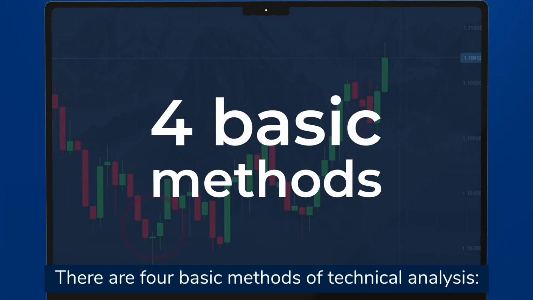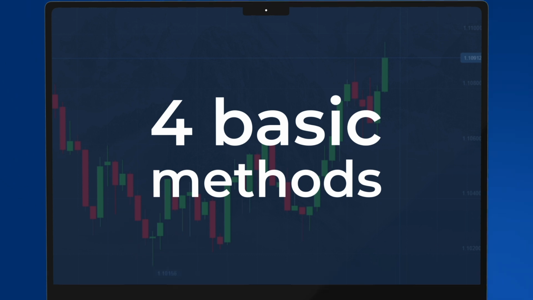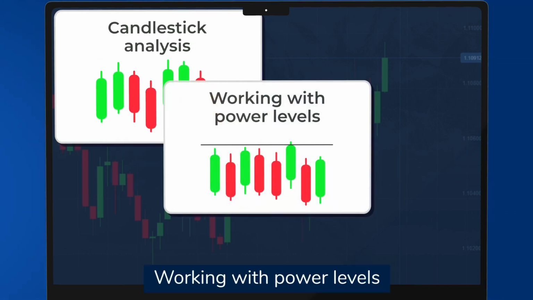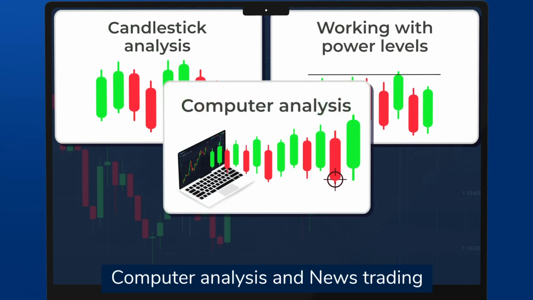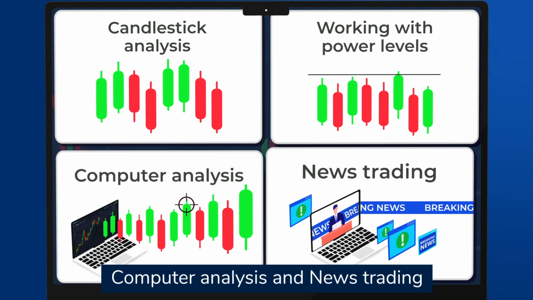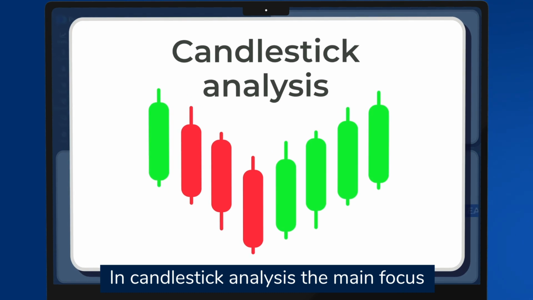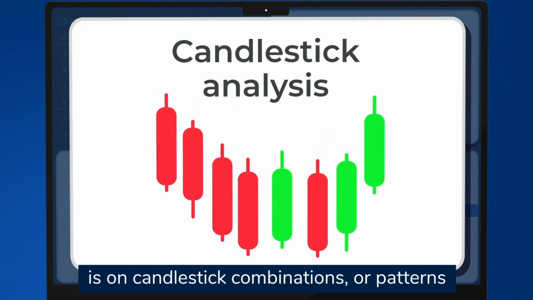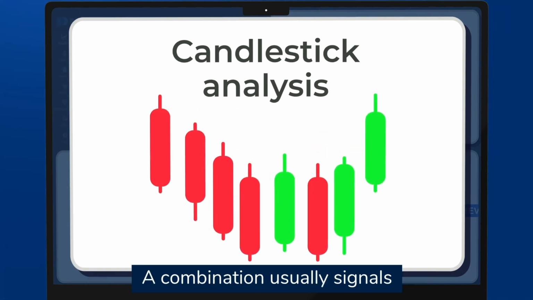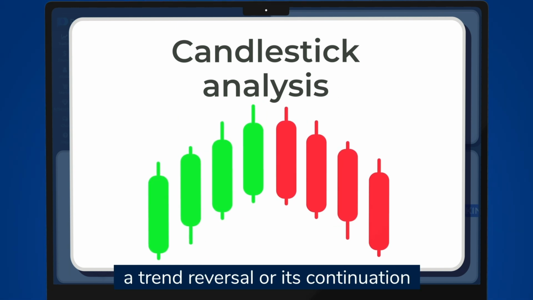There are four basic methods of technical analysis: candlestick analysis, working with power levels, computer analysis, and news trading. In candlestick analysis, the main focus is on candlestick combinations or patterns. A combination usually signals a trend reversal or its continuation.